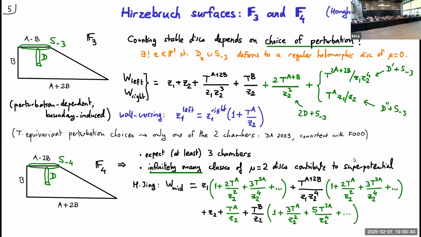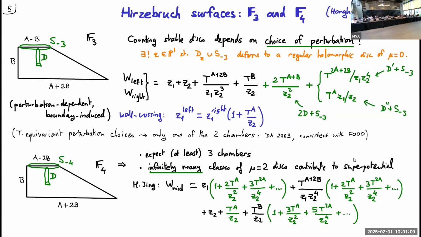And so the two formulas for the superpotential are related by a coordinate change. In this case, it's just a correction of the z1 coordinate by a correction factor, which involves t to the a over z2, which is exactly the weight of this Maslov zero configuration that shows up on the wall. That's a general feature of how mirror symmetry works when you have these exceptional disks.